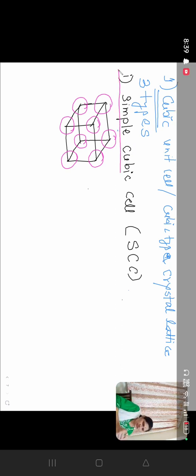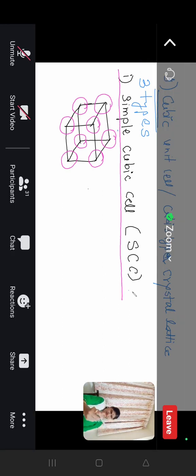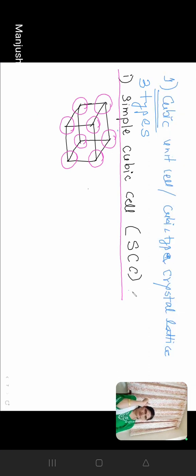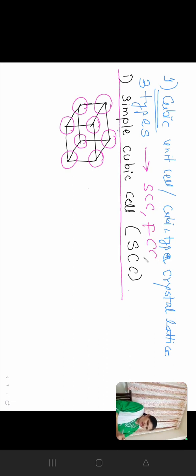Now see, again we have chosen one type of unit cell, that is a cubic cell. Again in the cubic cell there are 3 types. I will write: SCC, that is simple cubic cell; FCC, face centered cubic cell; then BCC, that is body centered cubic cell. These are the 3 types of cubic cell.